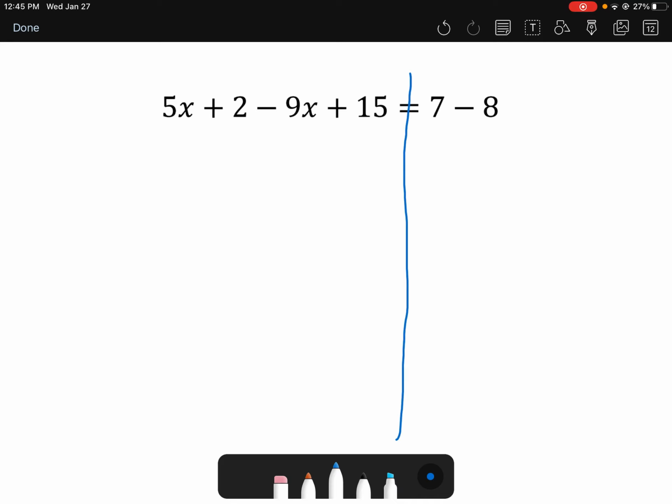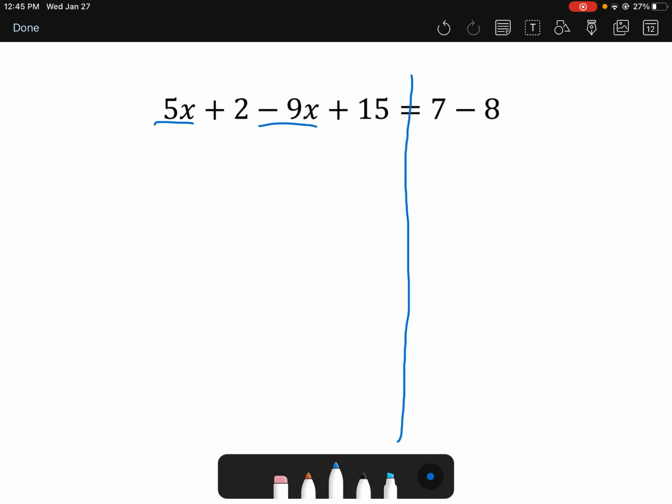So looking at my left side, I'm trying to look for my like terms. I see that I have a 5x and a negative 9x. Combining those two together, 5x minus 9x is negative 4x. Then I also see that I have a 2 plus 15. Well, 2 plus 15 is equal to 17.